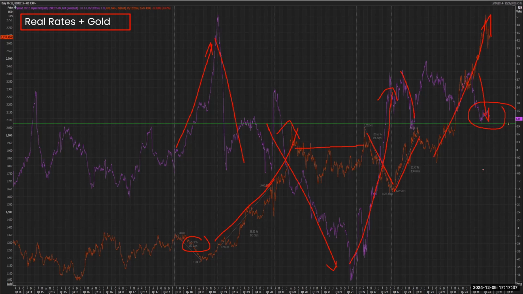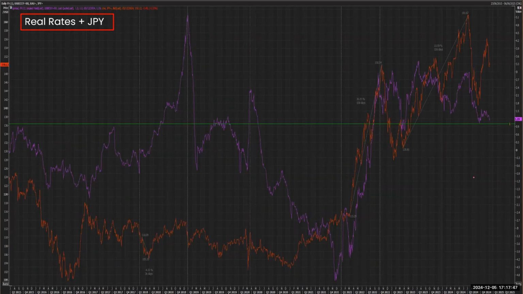Okay? But the relationship still holds true. High real yields, or sufficiently high real yields, are bad for gold, and likewise, low or negative real yields are good for gold. Now, let's take that same logic and talk about Japanese yen or currencies in general. Okay, now this is where you have to be a little bit more dynamic. You need to see the real rate of two countries against one another.